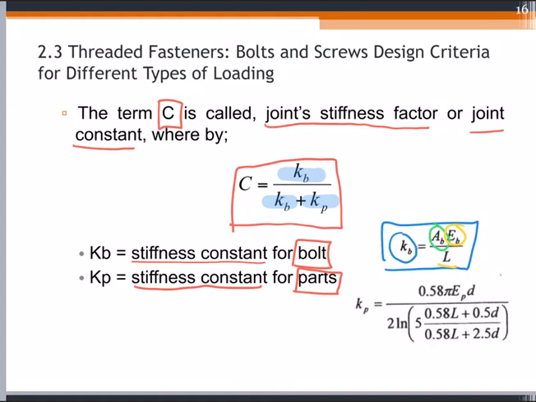As for the stiffness constant for parts, Kp, we can find this value from this formula, where EP represents the modulus of elasticity for the parts, D represents the nominal diameter of the bolt, and L represents the grip, which represents the approximate length of the clamp zone.